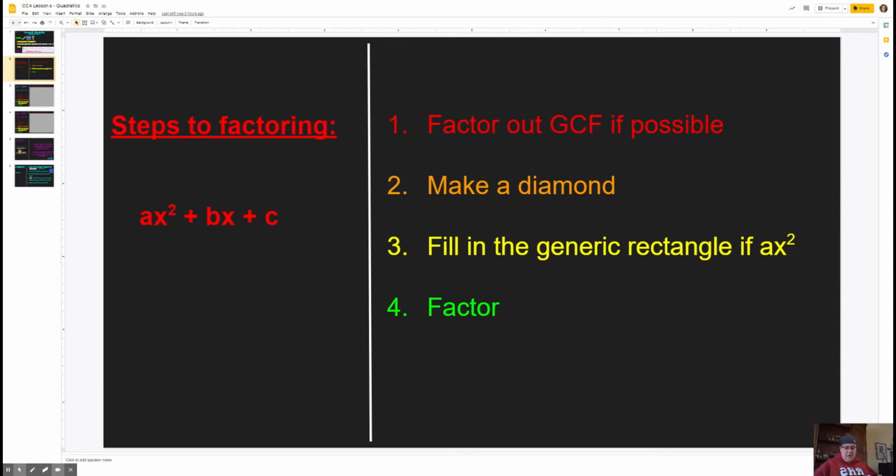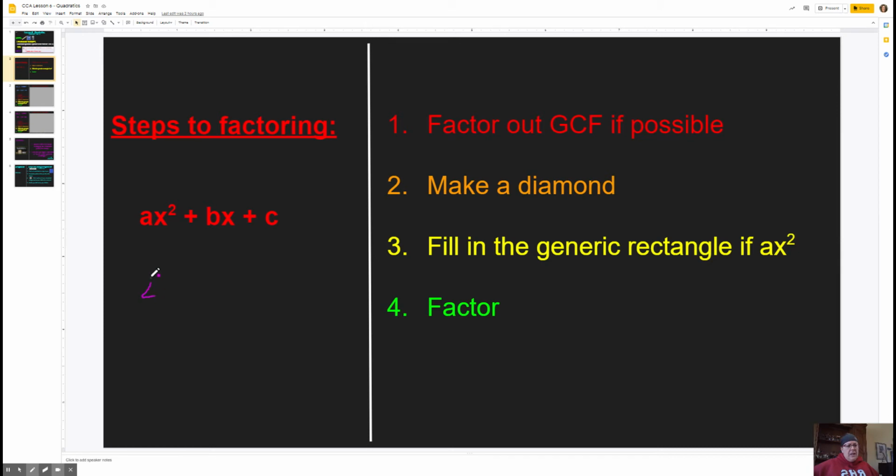The first thing that we are going to do is factor out the greatest common factor if possible. So we did greatest common factor a few lessons ago. It's kind of like simplifying fractions, right? So if you had 3/9, it would simplify to 1/3. So that's the first thing that you want to do, is factor out anything that you can out of each of those terms.